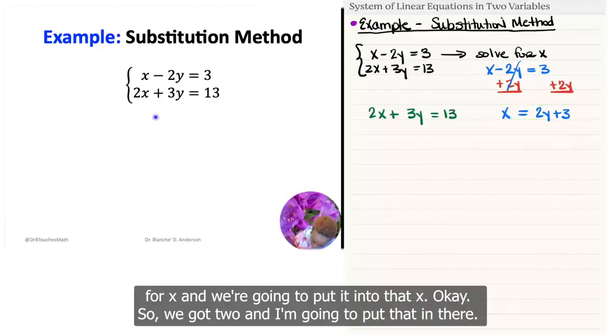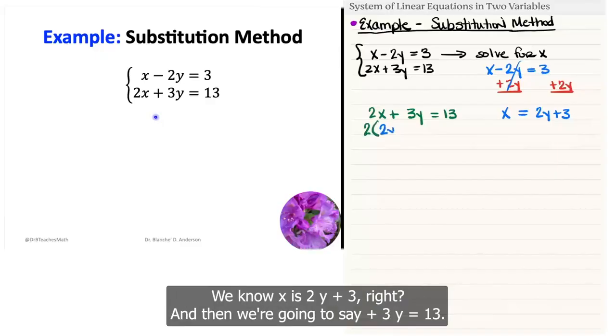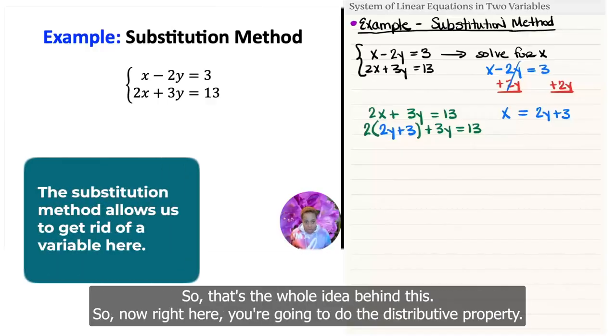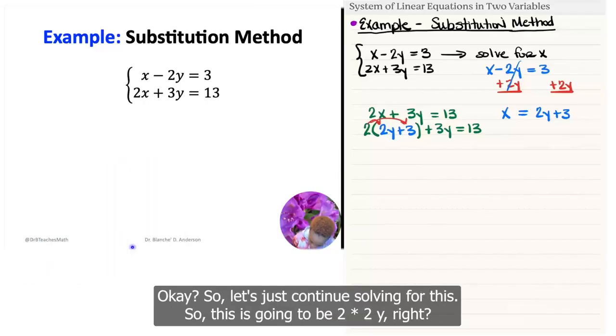So we got 2, and I'm going to put that in there. We know x is 2y plus 3, right? And then we're going to say plus 3y equals 13. Now this works well being the substitution method because you can literally get rid of one variable. So that's the whole idea behind this. So now right here, you're going to do the distributive property. Okay, so let's just continue solving for this.